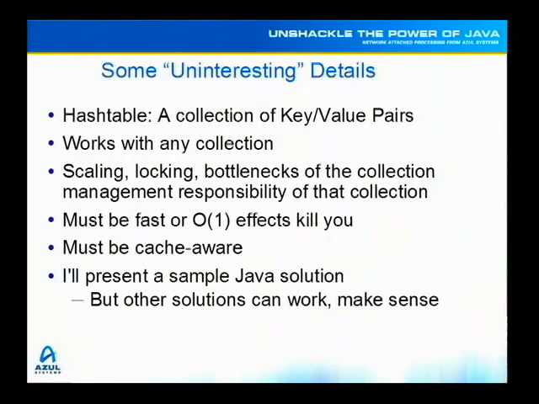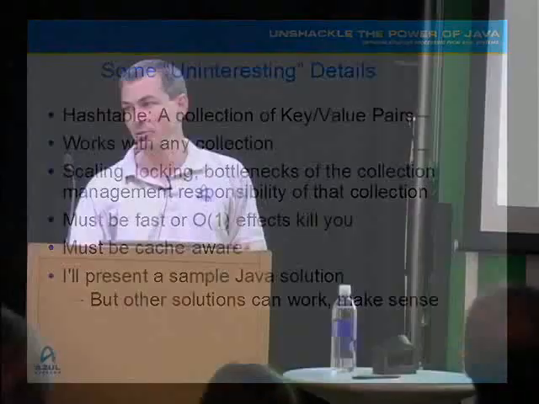But really, you still have to have a collection of them. And the collection has its own problems with dealing with a large set of keys and values. And you have to be fast, or the constant time effects kill you. That's what usually happens with these locking algorithms. Fast means these days you have to be cache aware, right? And I'll present this sample solution, but I don't claim it's the only possible way to do this. There's lots of ways to skin this cat. And different solutions probably make sense in different kinds of domains.